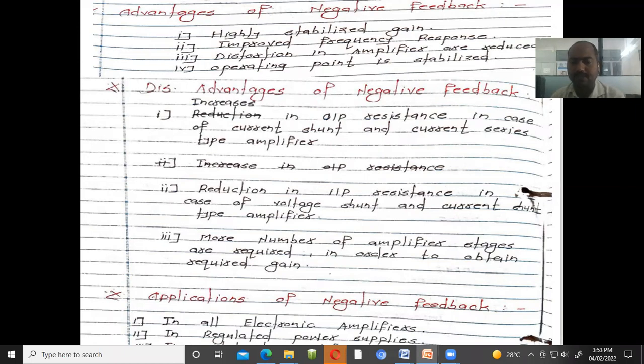Reduction in input resistance in the case of voltage shunt and current shunt type of amplifier. See, for any device, as I already told you, input resistance should be more. Why is it more? Tell me. Any device which works as an amplifier must have a requirement of impedance that should be higher. Why is it?